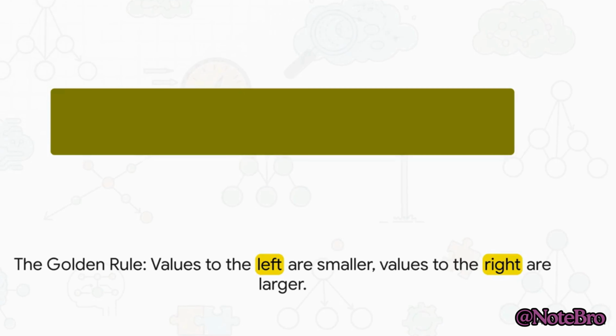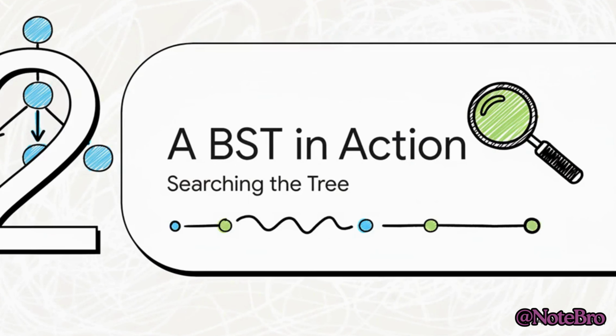And here it is, that golden rule in action. Pick any number on this tree. Look at the root, 56. See how everything to its left is smaller and everything to its right is bigger? This strict, simple order is what gives the tree its superpower. Okay, so we've got the rule. But how does that simple idea actually lead to lightning-fast searches? Let's put this thing to the test.